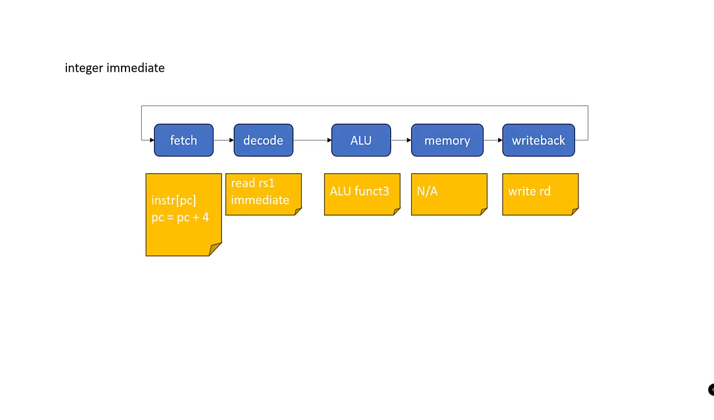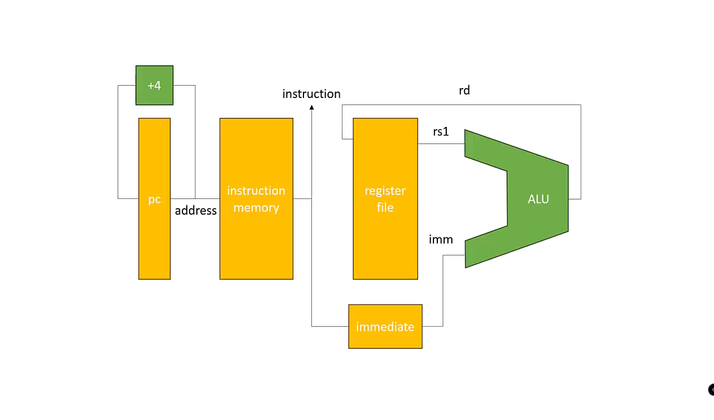This is an integer immediate operation. One source operand comes from the register file, while the other is an immediate that must be assembled from the immediate fields in the instruction. As before, the program counter is incremented by 4. Here's the data path for the integer immediate operation.